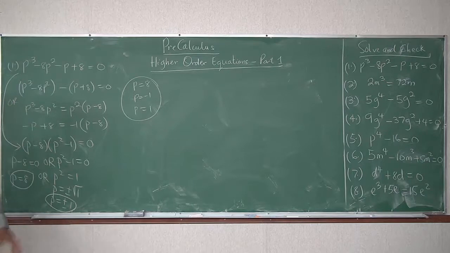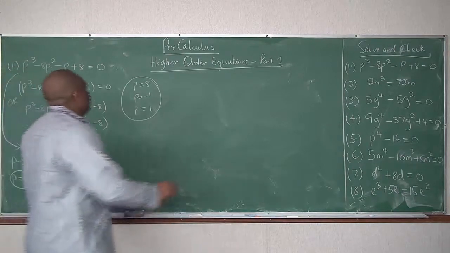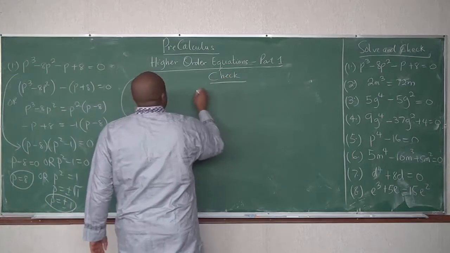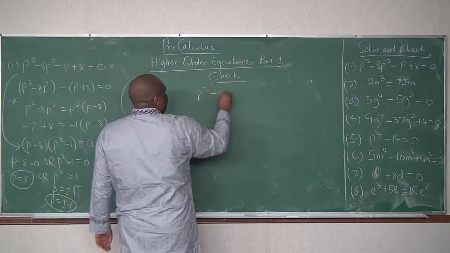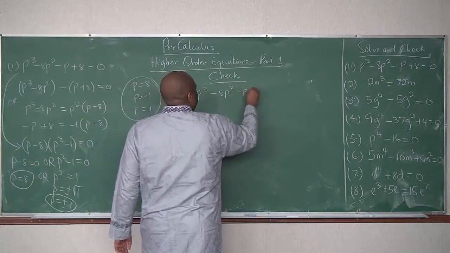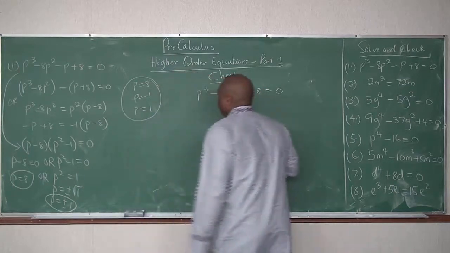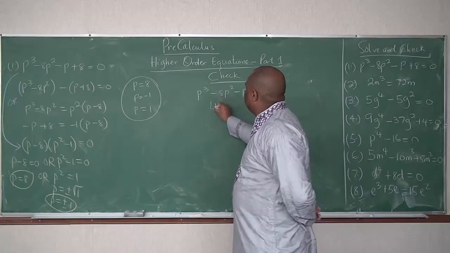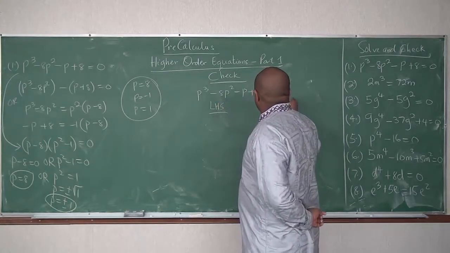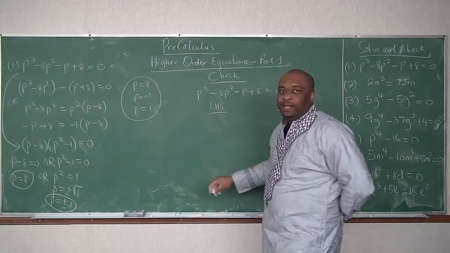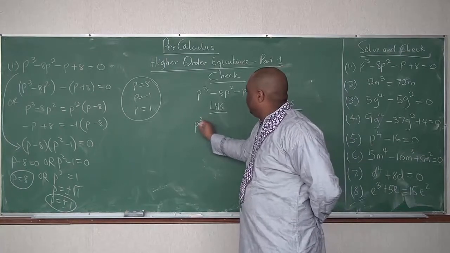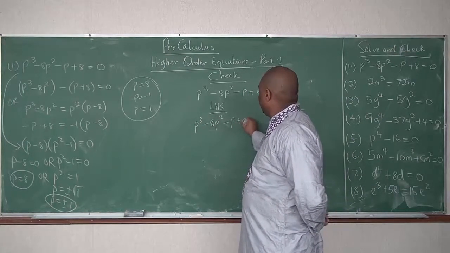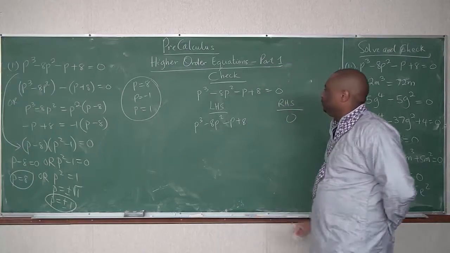What do we do next? We check. So we check this equation. We have p cubed minus 8p squared minus p plus 8 is 0. We have to check it for all of them. Left hand side, right hand side. Left hand side is p cubed minus 8p squared minus p plus 8. Right hand side is 0.